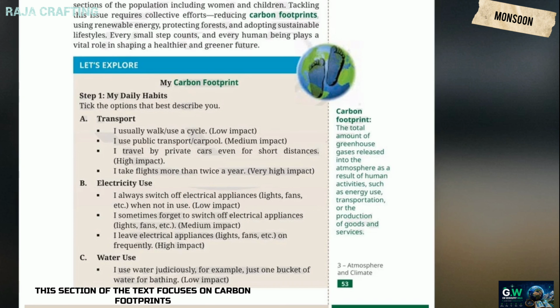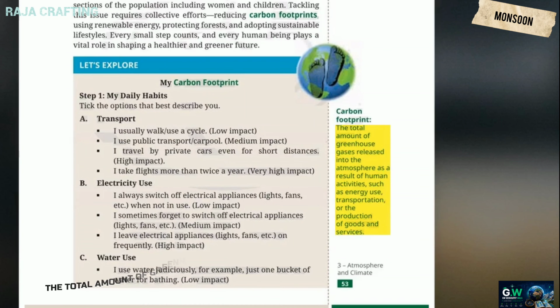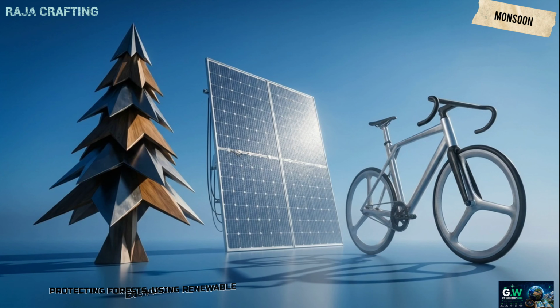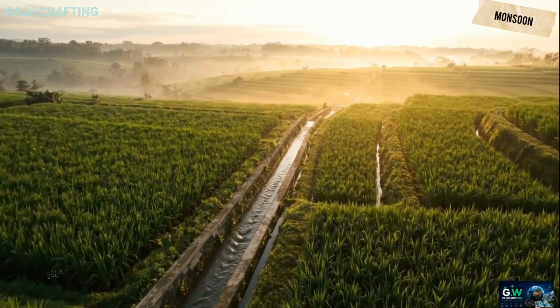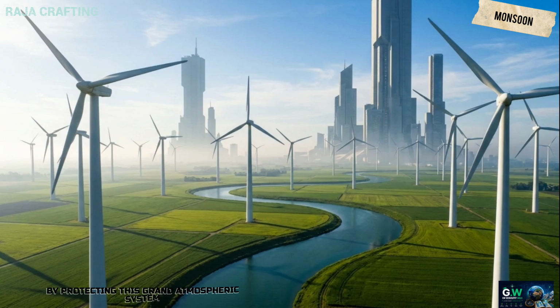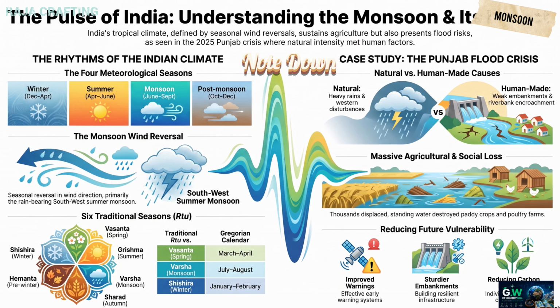This section of the text focuses on carbon footprints, the total amount of greenhouse gases released by human activities. Managing these footprints is essential to cooling the global atmospheric engine. Protecting forests, using renewable energy, and adopting sustainable lifestyles are the only ways to address the root cause of the overheating. The prosperity of the land is directly linked to the stability of the atmosphere above it. By protecting this grand atmospheric system, we ensure that the monsoon continues to bring life to the subcontinent for generations to come.